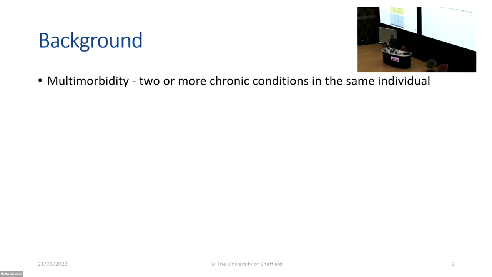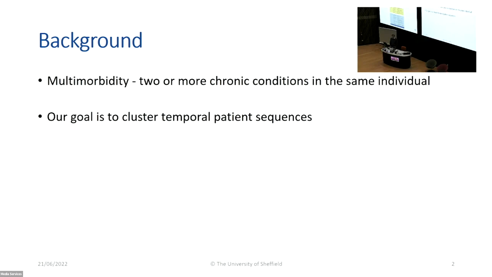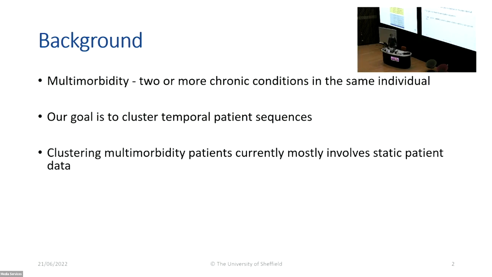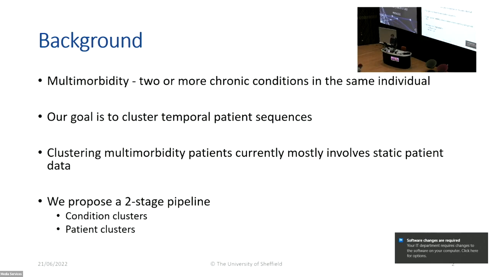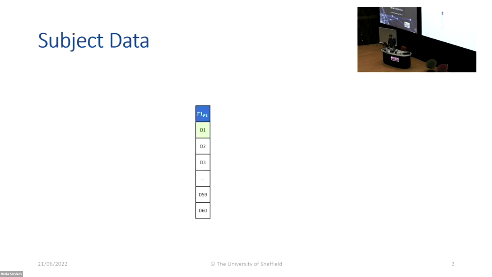To investigate this, we cluster temporal patient sequences. At the moment in the literature, most clustering of multimorbidity patients is done using static data. However, our goal is to cluster the temporal patient sequences, because multimorbidity evolves over a long period of time, and this allows us to better investigate how this evolution occurs. To tackle this, we propose a two-stage pipeline. The first stage involves clustering conditions, and the second stage involves clustering patients.